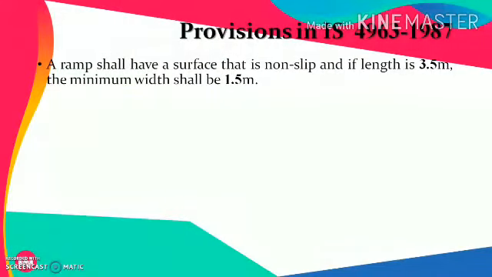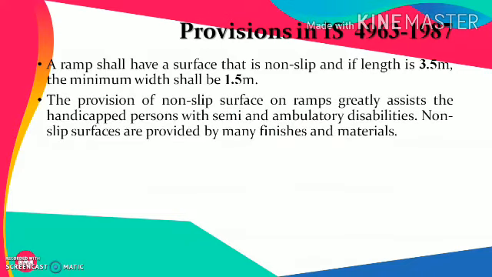A ramp shall have a surface that is non-slip, and if length is 3.5 meter, the minimum width shall be 1.5 meter. The provision of non-slip surface on ramps greatly assists handicapped persons with semi-ambulatory disabilities. Non-slip surfaces are provided by many finishes and materials.